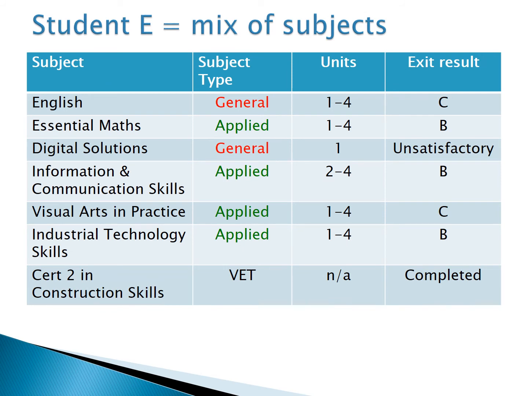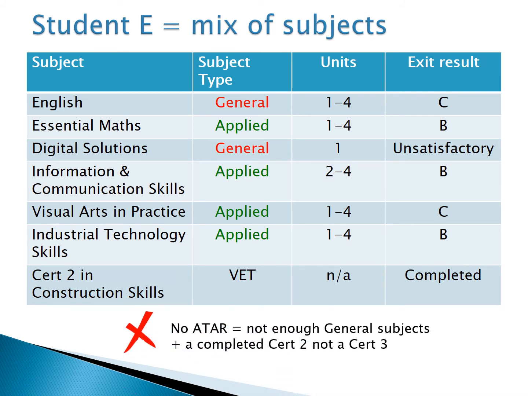This student has quite a mixture of subjects, so they don't get an ATAR. You'll see though, because of the number of general subjects that they're doing, they've only got 2. So the minimum general subjects to get an ATAR is 4, and then you can look at applied subjects and certificate 3 subjects. And you'll notice this student doesn't have a certificate 3 subject, they have a certificate 2.